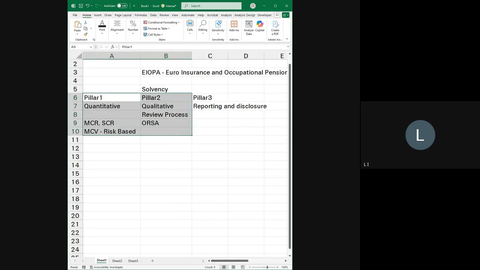Is the distinction between pillar 1 and 2 clear, guys? Yes or no?